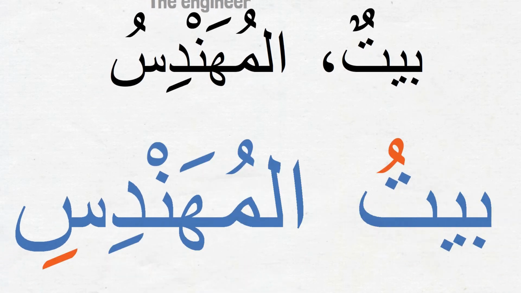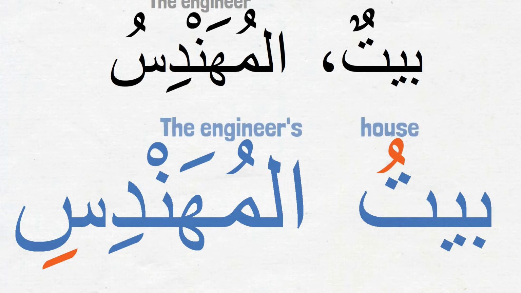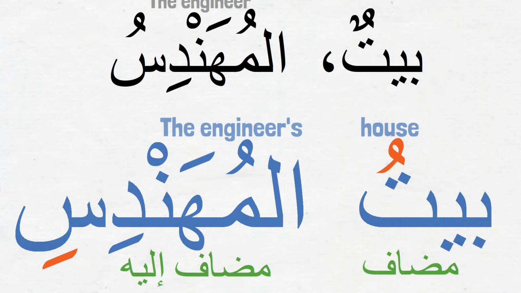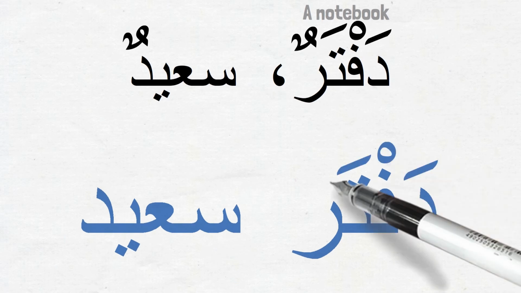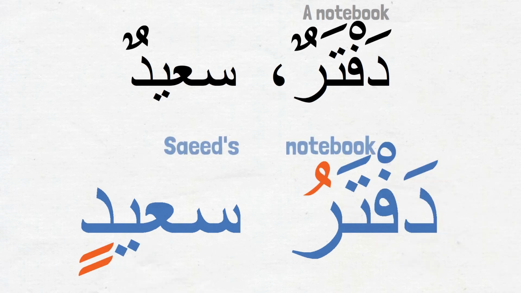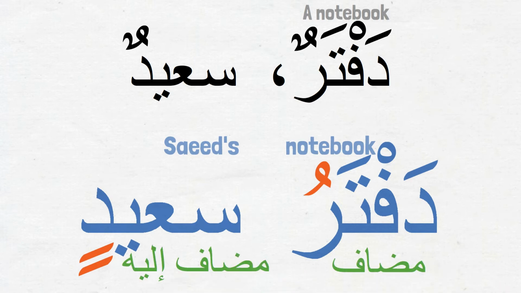Baytul muhandisi, right? Baytul muhandisi, the engineer's house. Which one is the mudaf ilayhi here? Al-muhandisi, very good. And the ism baytu is the mudaf. Next, daftarun sa'idun. Daftarun means a notebook. Now how do we say Sa'id's notebook? Daftaru Sa'idin. Very good. So what is daftaru here? It is mudaf. And Sa'idin is the mudaf ilayh. Very nice.